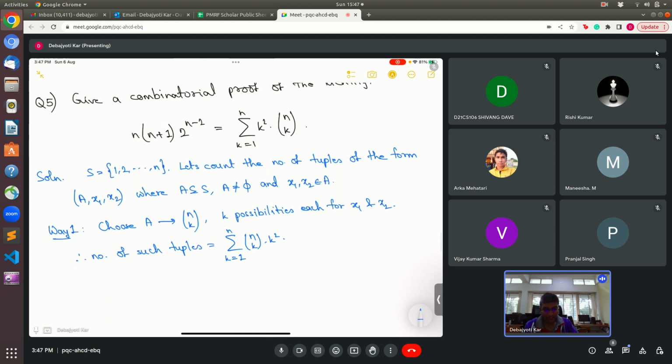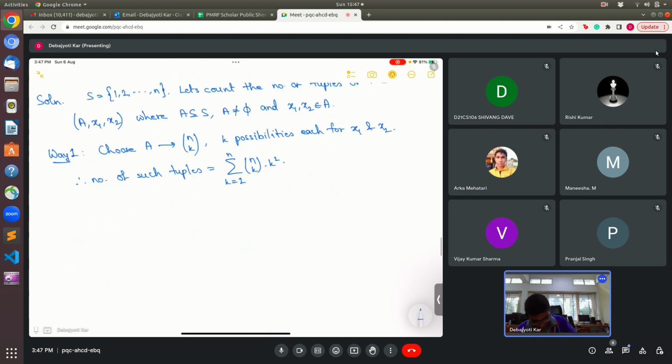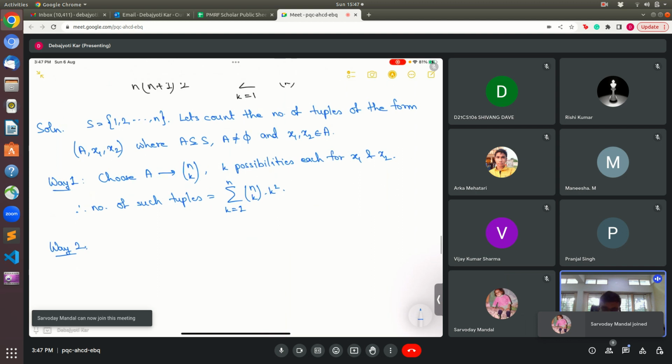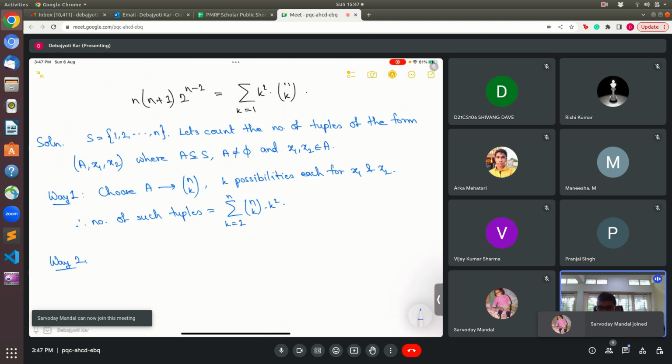Now we have to derive the RHS. Can we count this directly? What did we do in the first way? We first chose the subset A and then we chose x1 and x2. So why not do it in the reverse way? First we choose x1 and x2 and then we choose A. Once we have fixed x1 and x2, our set A should be such that A contains both x1 and x2.